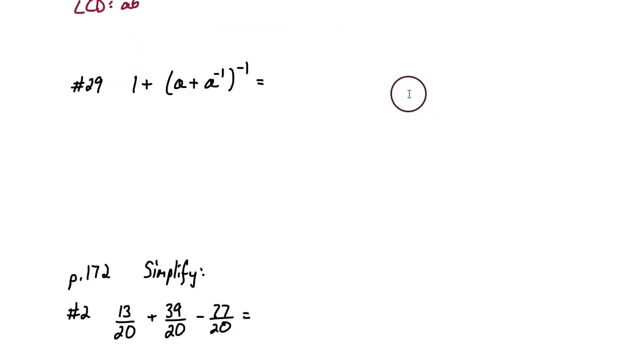Number 29, this has a negative exponent as well, so let's first rewrite that. We have 1 plus, and then the part with a negative exponent we can write as 1 over a plus a to the negative 1. But we might as well fix that at the same time. So a to the negative 1 is 1 over a.